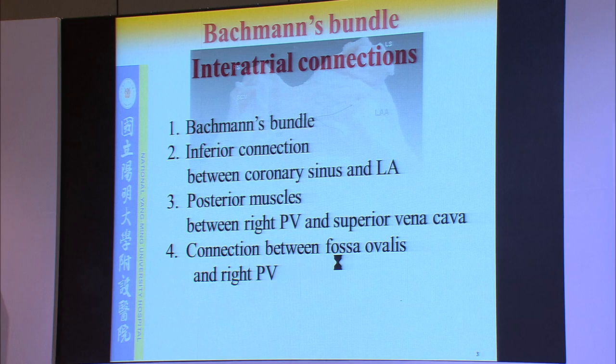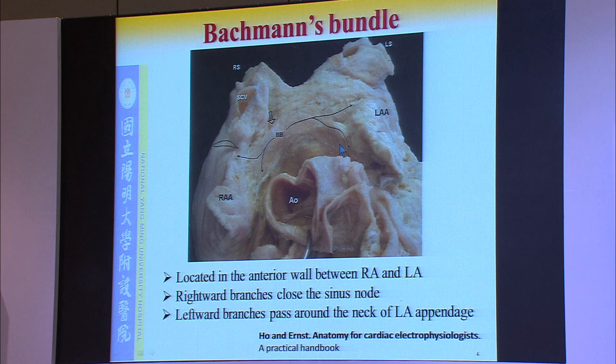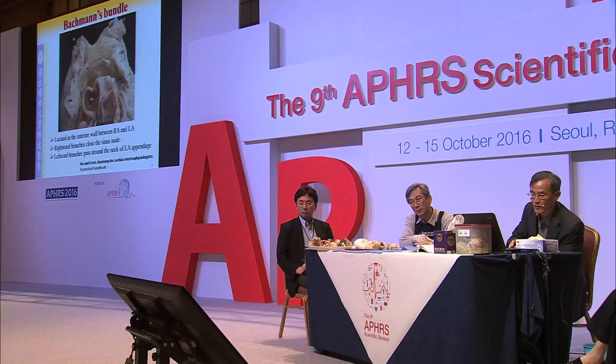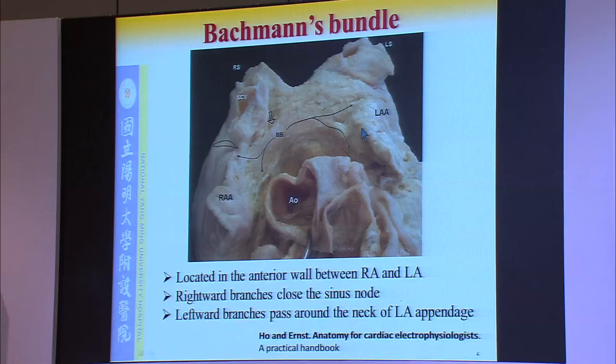So this is the first example of a Bachmann bundle connection. I want to give special thanks to Professor Ho for the pictures. You can see this Bachmann bundle is located in the anterior wall between the right atrium and the left atrium. The rightward branch is close to the sinus node, and a part of the bundle goes to the upper right atrium. The leftward branch passes around the neck of the left atrial appendage.